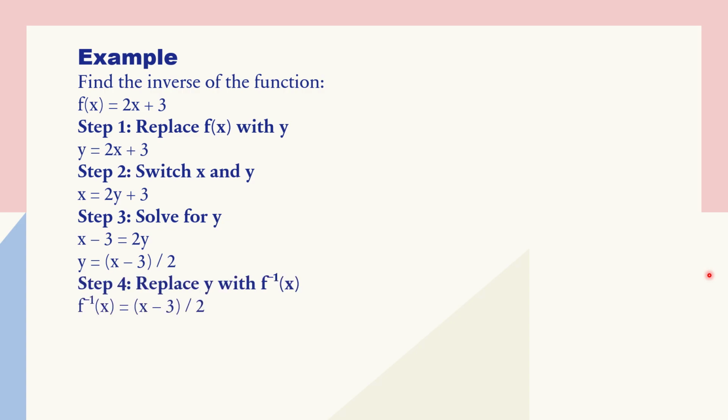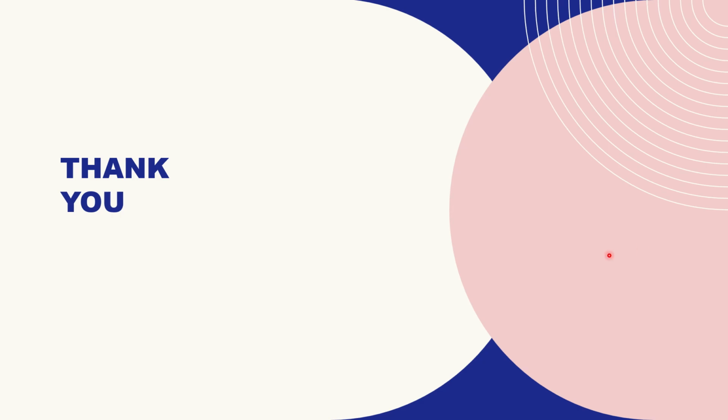Now the final step, replace y with f inverse of x. So we have f inverse of x is equals to, inside the bracket, x minus 3 bracket close upon 2. And this way we have found the inverse function, that is f inverse of x is equals to, inside the bracket, x minus 3 bracket close upon 2. So this way we can find the inverse of any given function.